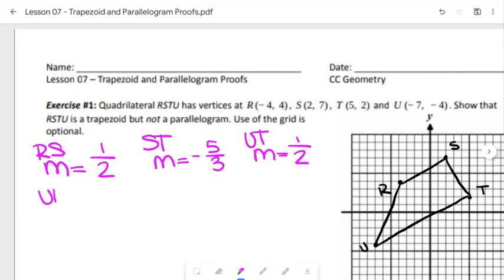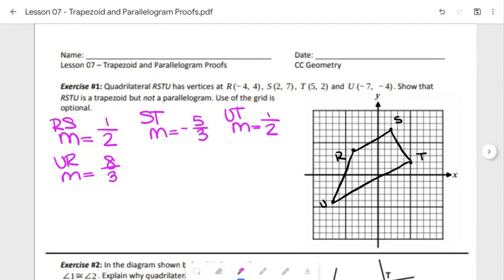And then finally, last side, UR. That appears to be up 8 over 3. Okay, so we got our 4 slopes. Notice I've clearly labeled which one was each side, just so we're covering all our bases there. But then the only thing left to think about is what we see here.